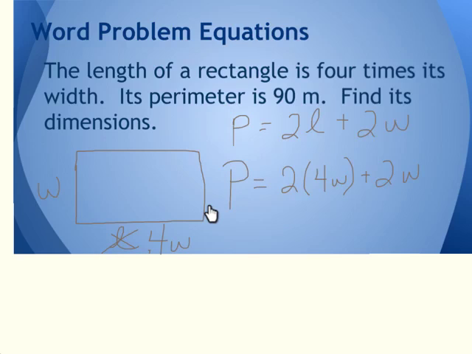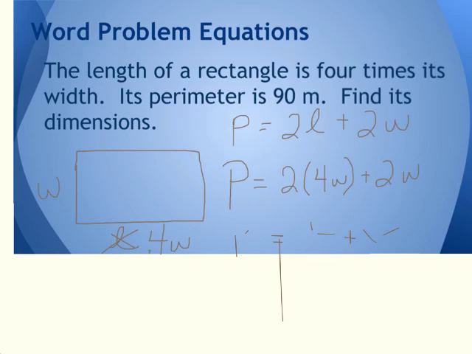And now, instead of writing P, what am I going to write? What did the problem tell me? The problem told me the perimeter is 90. So I'm going to change that P to a 90. I'm going to do some simplifying. 2 times 4 is 8W plus 2W.